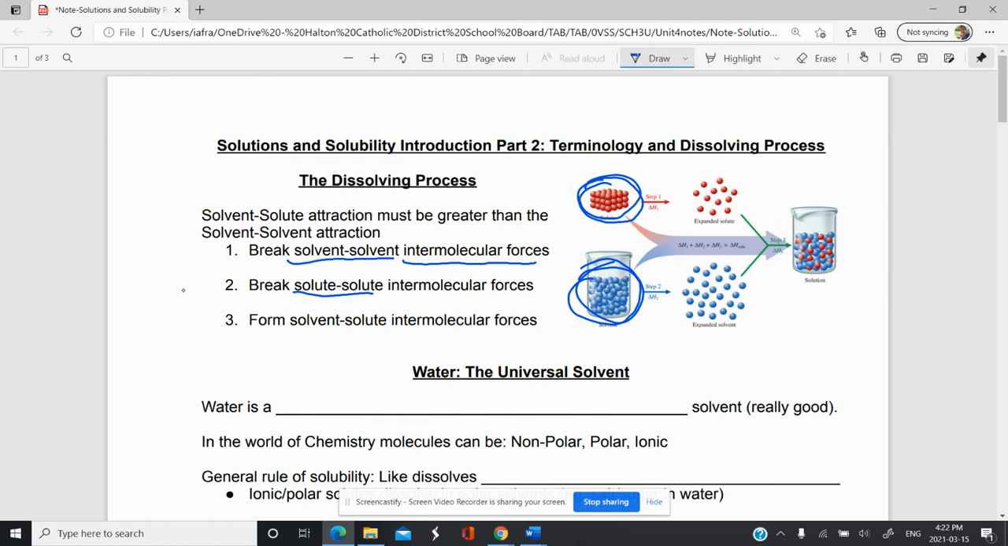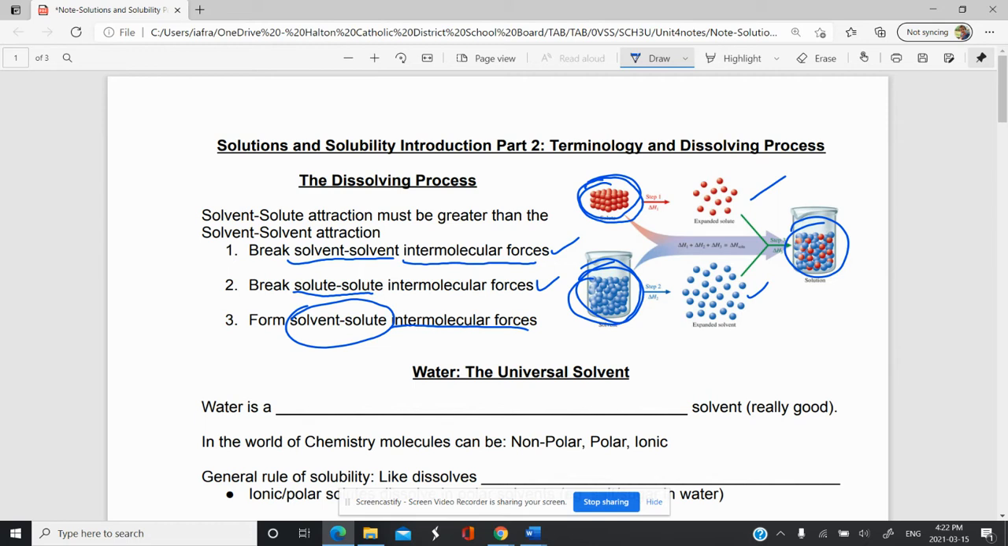And then afterwards, you need to create intermolecular forces between the solvent and the solute. So here's my solvent, here's my solute, and intermolecular forces form between them. And now I've formed a solution, and that's the dissolving process. So the dissolving process involves breaking the solvent-solvent intermolecular forces, the solute-solute intermolecular forces, and then forming solvent-solute intermolecular forces.